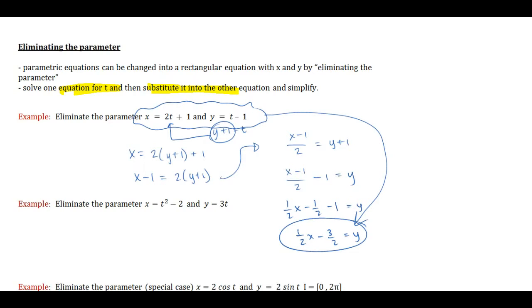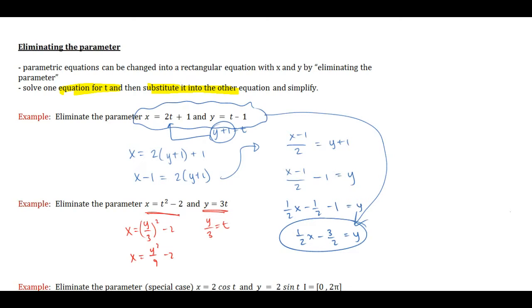Look at the second one that I have right there. Same kind of thing. I don't know what this parametric equation would look like, so let's make one of them say t equals. It would probably be easier to say y over 3 equals t. Then I'll come over here and have x equals y over 3 squared minus 2. Now I would go ahead and square that. So I have x equals y squared over 9 minus 2.